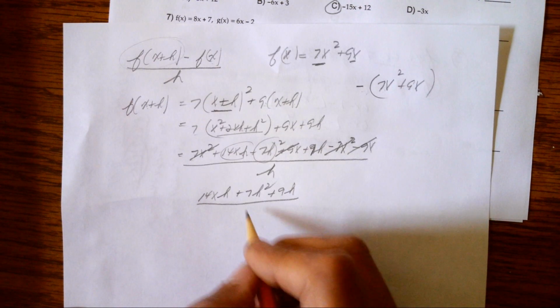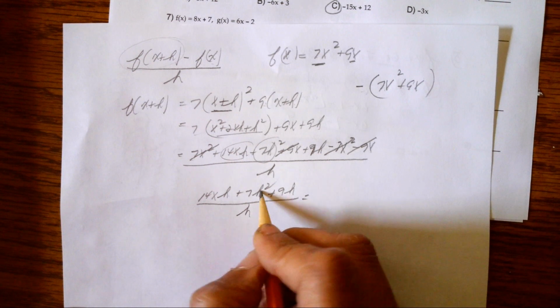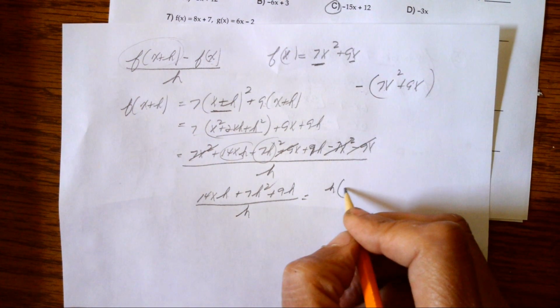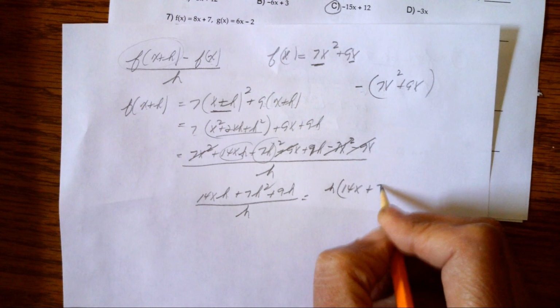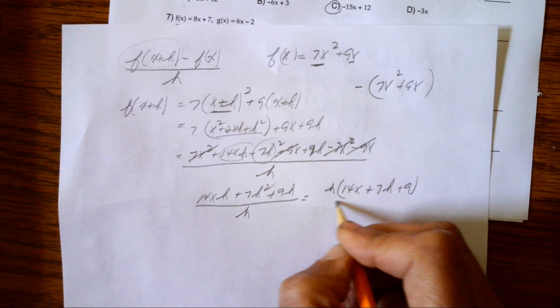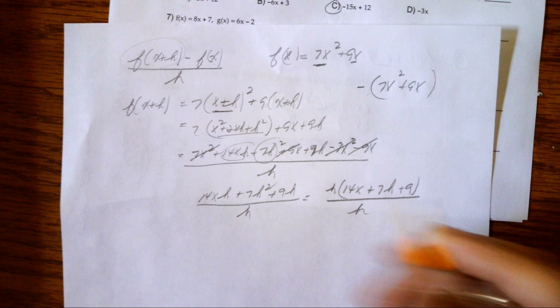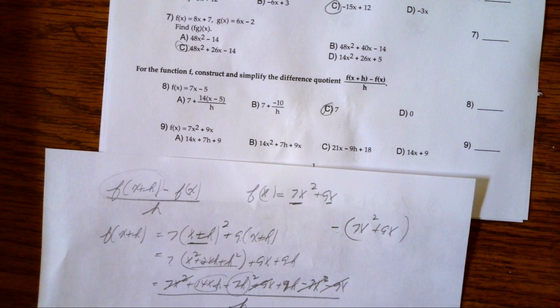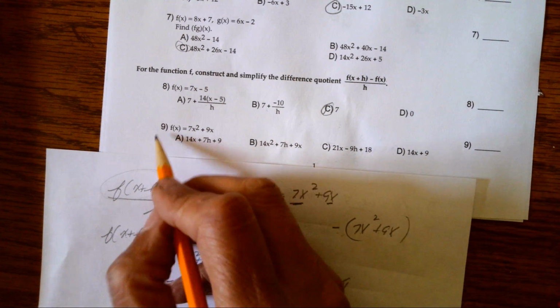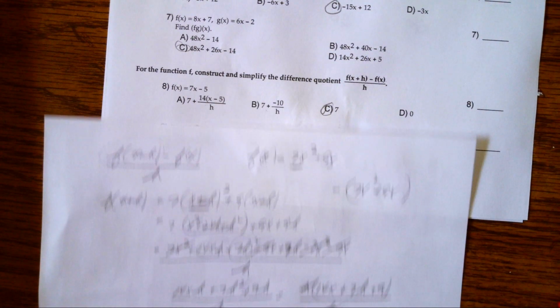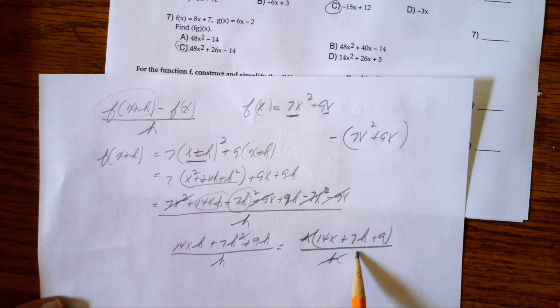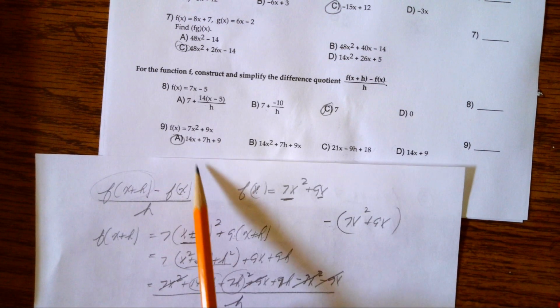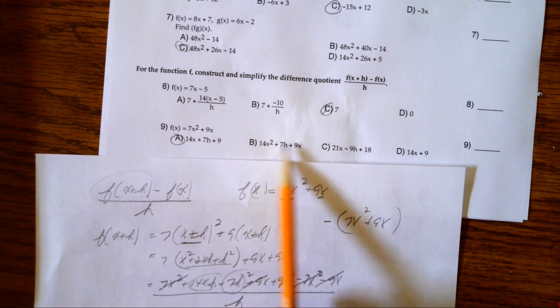All divided by h. Now, here again, if I've done this properly, every term in the numerator should have an h common factor. 14x plus 7h plus 9, factoring out that h. And then finally, the h's cancel out. So what number is this? This is number 9. 14x plus 7h plus 9. So we've gotten away from letter C. We now are at letter A. 14x plus 7h plus 9.